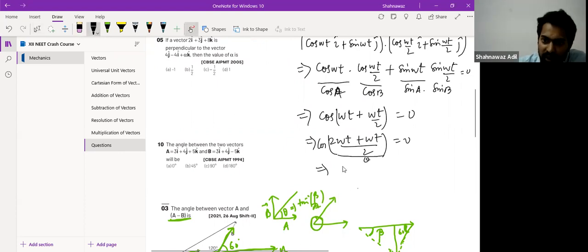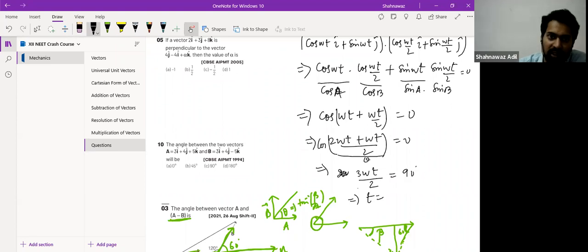So your theta, which is 3 omega t by 2, is 90 degrees. So t equals pi by 2 into 2 by 3 omega. So this is pi by 3 omega.